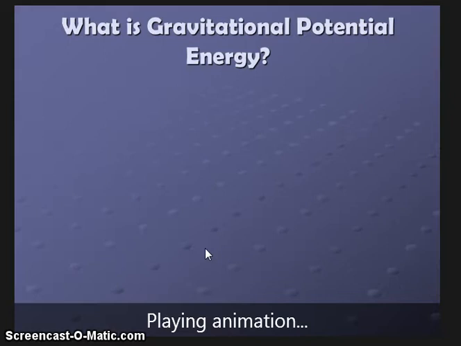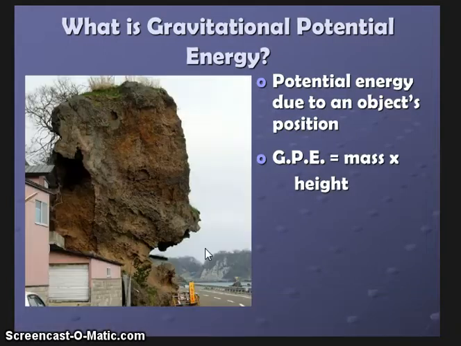Gravitational potential energy is energy due to the object's position. We see this piece of dirt has gravitational potential energy because it could fall. It's up at a height. To calculate gravitational potential energy, you're always looking at the mass and the height. Those are the two variables for gravitational potential energy, the mass and the height.